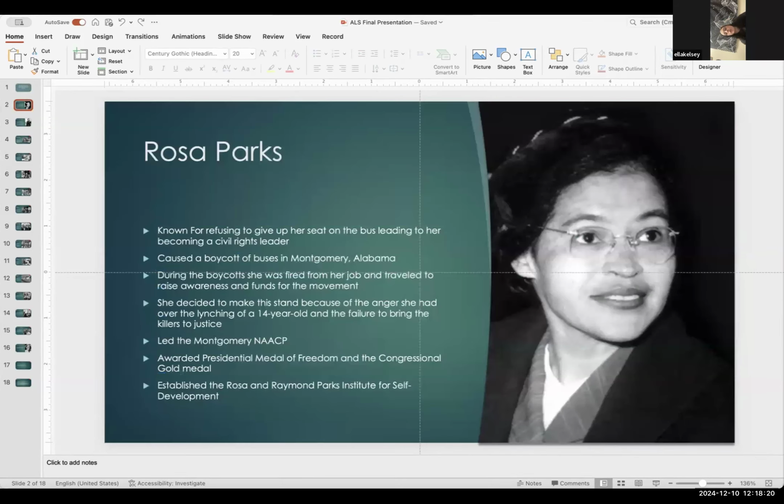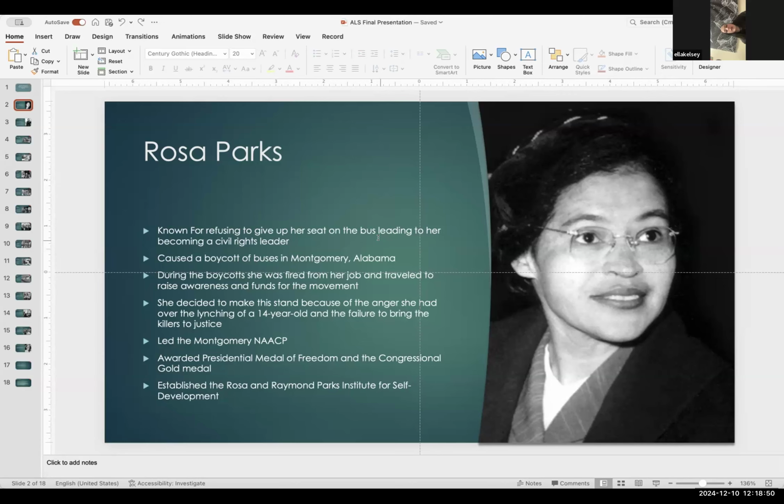So starting with Rosa Parks, which is one of the more well-known ones, she's known for refusing to give up her seat on the bus, leading to her becoming a civil rights leader. Her doing this caused a boycott of buses in Montgomery, Alabama. And during the boycott, she was fired from her job and traveled to raise more awareness and funds for this movement.